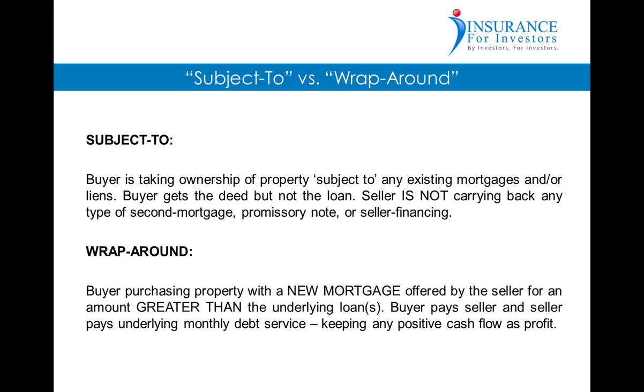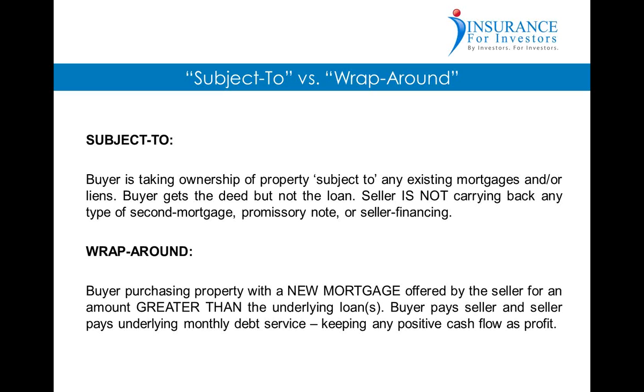In a wraparound mortgage, it's a little bit different. The buyer is purchasing the property. However, the seller is carrying back a second mortgage. So the buyer purchases the property subject to the underlying loan that's already in place. However, the seller also takes back a second mortgage in an amount greater than that underlying loan.